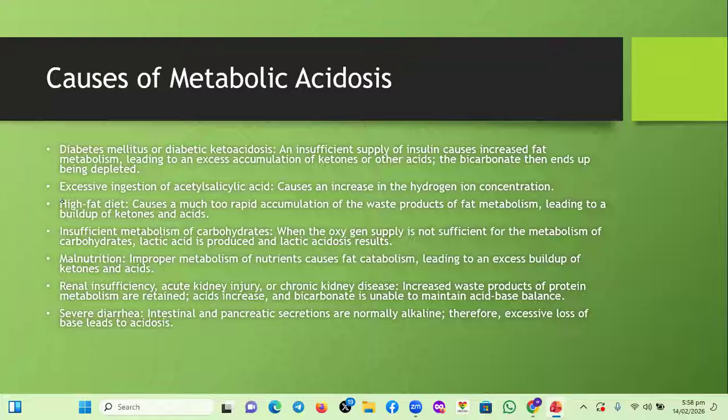Then we have malnutrition. And so malnutrition will also lead to buildup of ketones and then acid as a result of improper metabolism of nutrients, and then catabolism of fats. Because of the malnutrition that is ongoing, the body would depend largely on what we call stored fats. And so the same thing, ketones will be released after the fat has been broken down. Then we have renal insufficiency. And so the kidneys are not functioning adequately to remove hydrogen ion or to remove what we call the waste products.